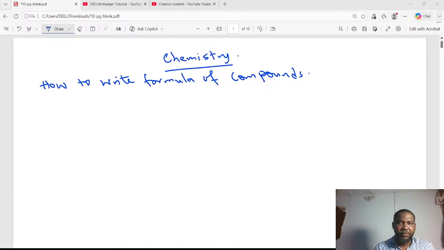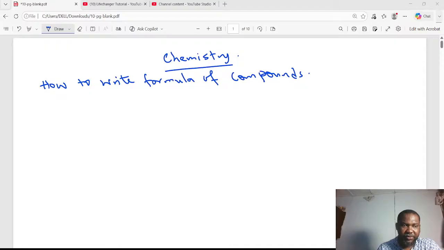Okay, so now, it's a skill, and that's what this class is about. I want to show you the skill on how to write the formula of a compound. And let me say that this is the foundation, because as you continue, you are definitely going to be talking about compounds. You are definitely going to be talking about formulas, okay?